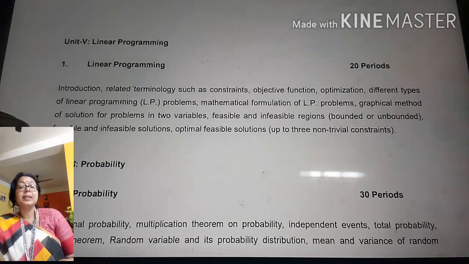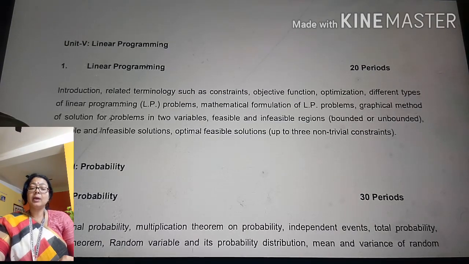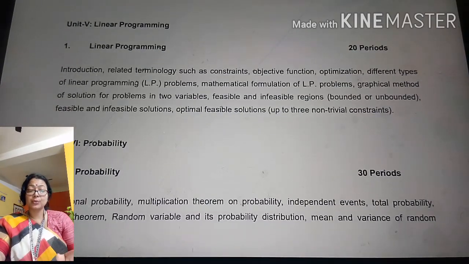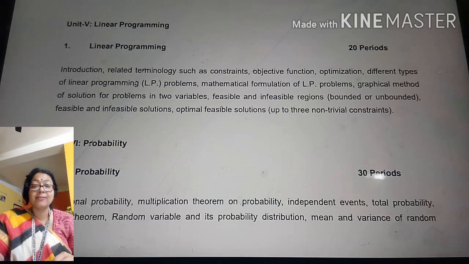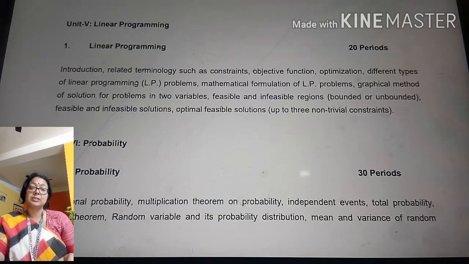Unit 5, linear programming problems. In linear programming, you have to know related terminology such as constraints, objective functions, optimization, these all. Then you have to know mathematical formulation of LPP, graphical method of solution, feasible, infeasible solutions, optimal feasible solutions, these things.